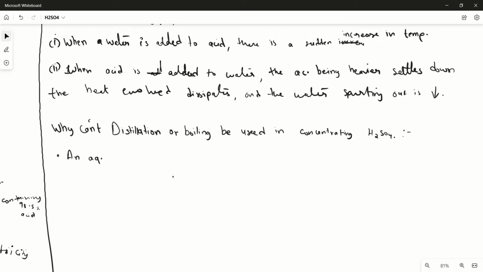An aqueous solution of H2SO4 forms a boiling mixture of 338 degrees Celsius, containing 98.5% acid.